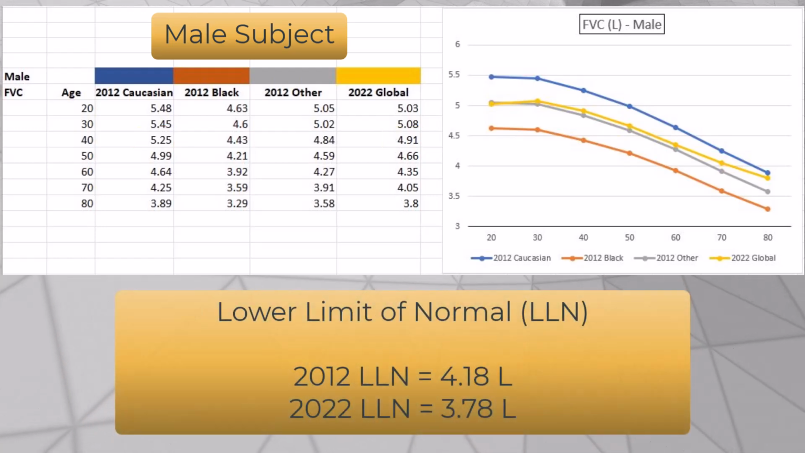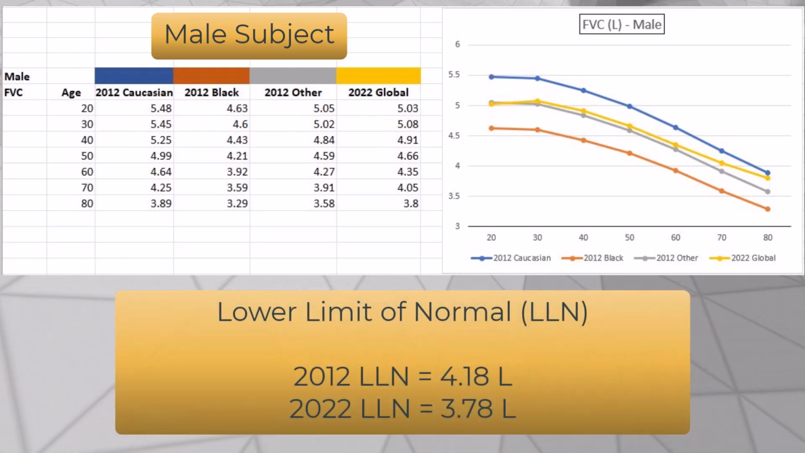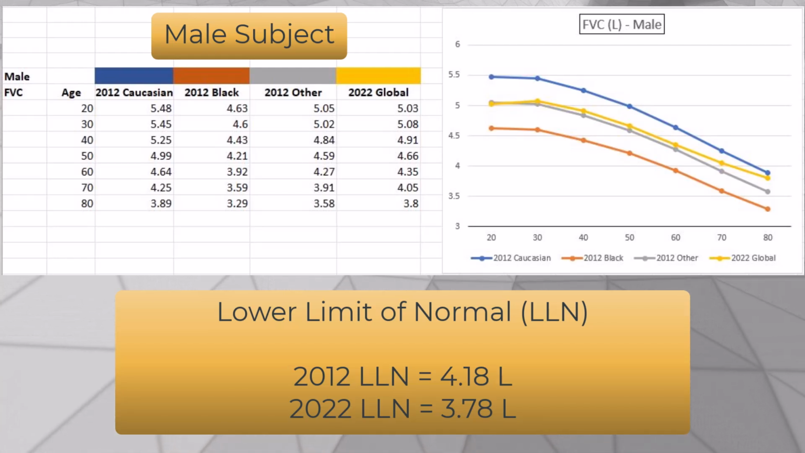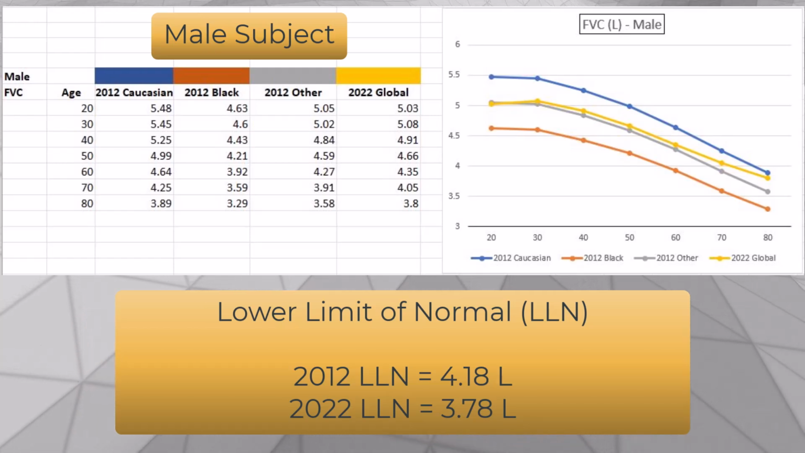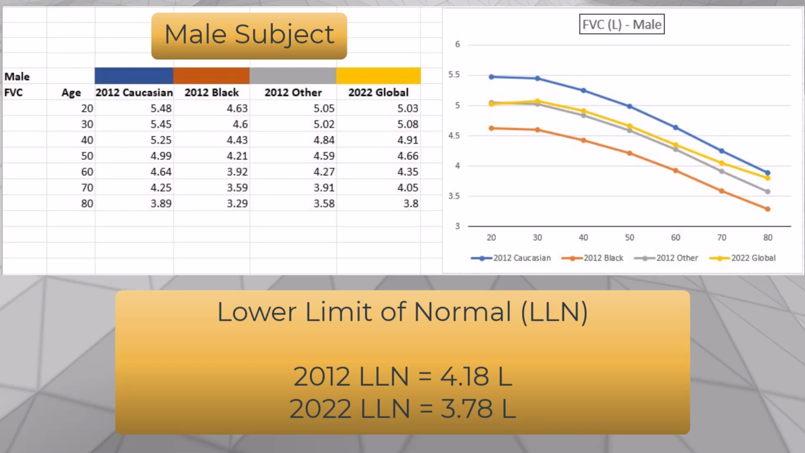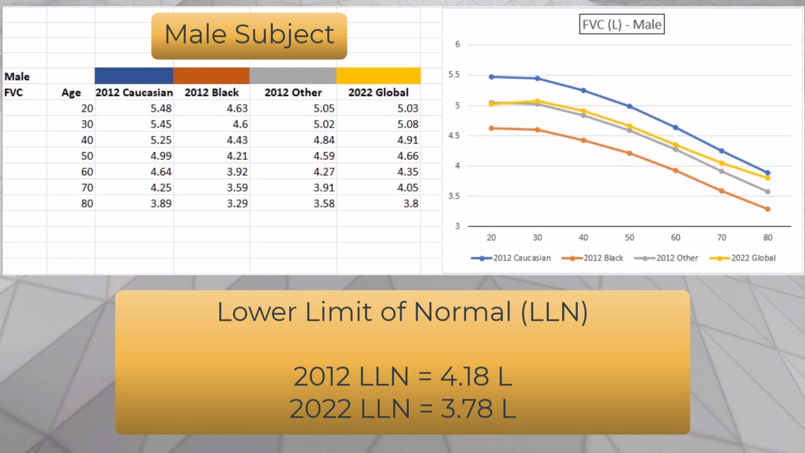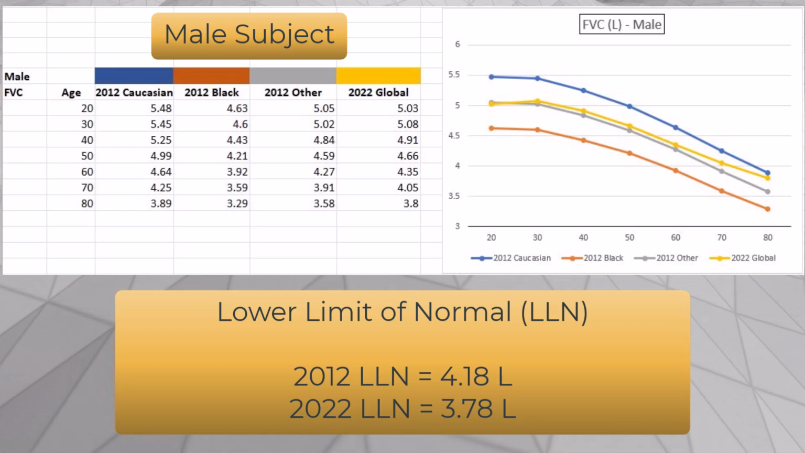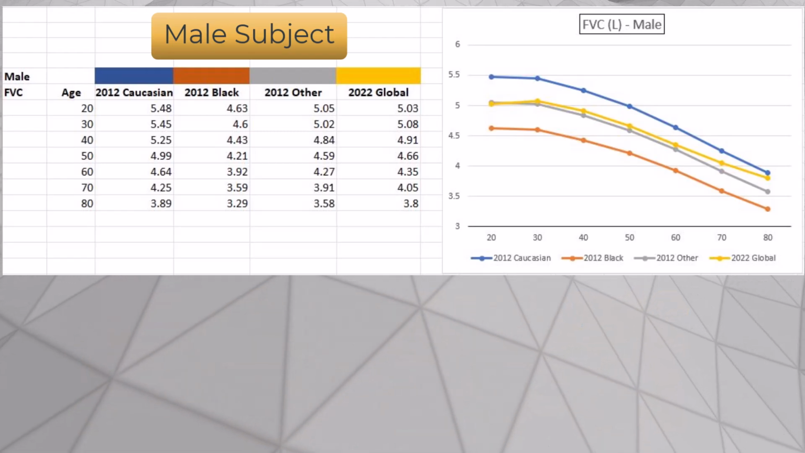Looking at the lower limit of normal on this subject, we see that the LLN goes from 4.18 liters using the 2012 predicted equation for a Caucasian to 3.78 liters using the 2022 race-neutral equations. Again, basing the interpretation on the 2022 LLN, this subject may appear to be more normal.